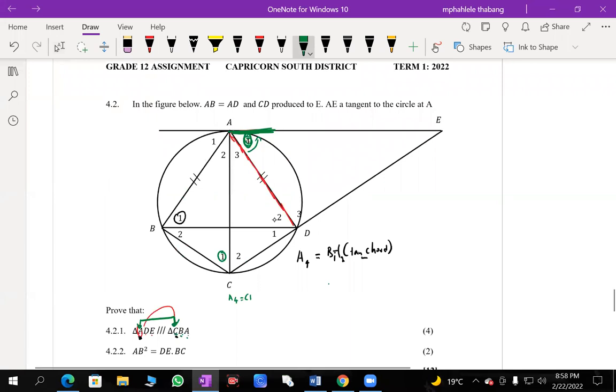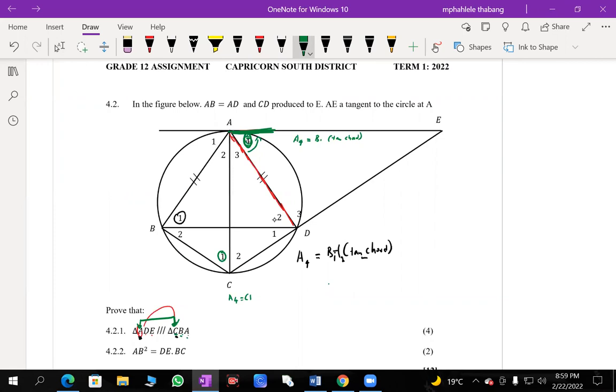So let's start with what we know. Let's say A4 equals B1. We say tan chord. Not only B1, A4 is also equal to C2. We have to take that into account. For now, let's just say A4 equals B1, right? Do you agree that A4 equals B1? Okay, now look, A4 equals B1.